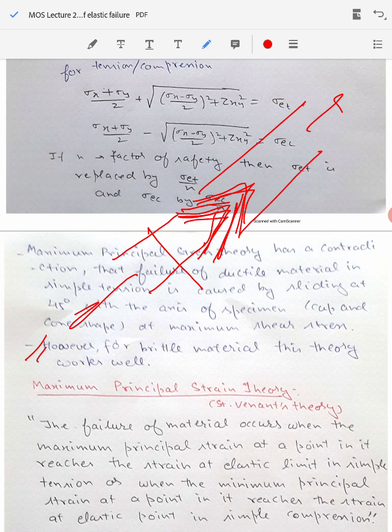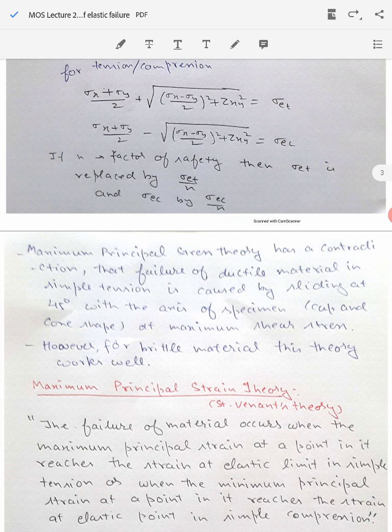Therefore this is in contradiction to what we have said here, that failures occur because of the tensile stresses, sigma et. That's why this theory doesn't work for ductile material. We don't apply this theory for ductile material; we use it only and only for brittle material. So please do remember that the principal stress theory should be utilized for the case of brittle material.